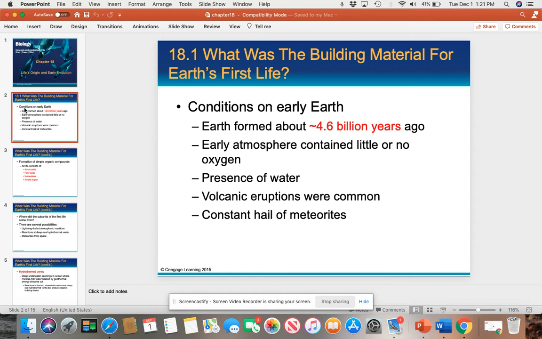However, the atmosphere, according to ice cores from Antarctica, as well as rock specimens, as well as different types of techniques, does indicate the presence of water as well as volcanic eruptions and different types of gases in the atmosphere. Not the 21% oxygen that we find in the atmosphere now. It actually had very little oxygen.